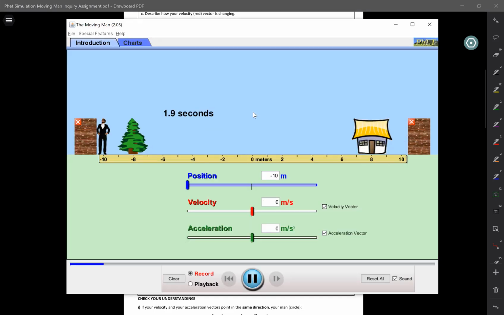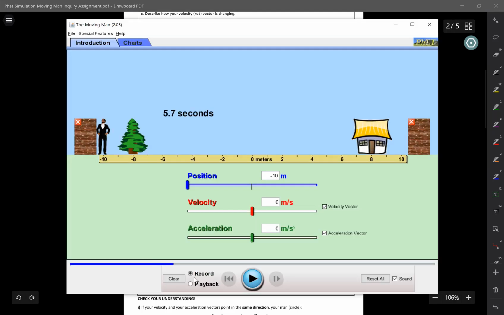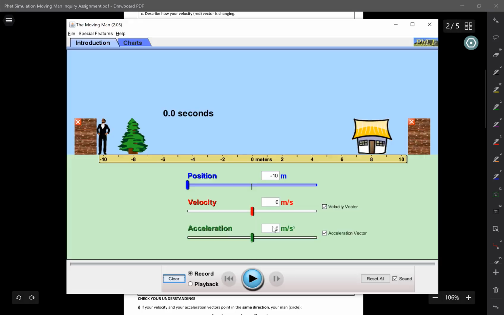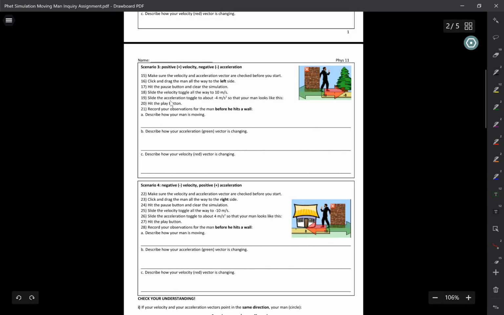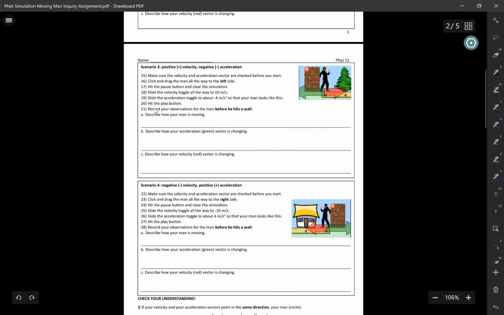Bam! Ouch, that hurts. Hit pause and clear the simulation. Pause the simulation, clear it. Slide the velocity toggle all the way to 10. Okay, this is when I would just slide the toggle all the way to 10. Then slide the acceleration toggle to -4. So -4 is right there. Hit the play button, record his observations for the man before he hits a wall. Okay, wonder which wall he's gonna hit.